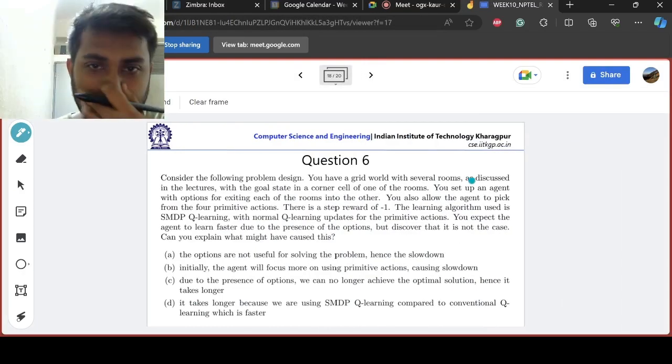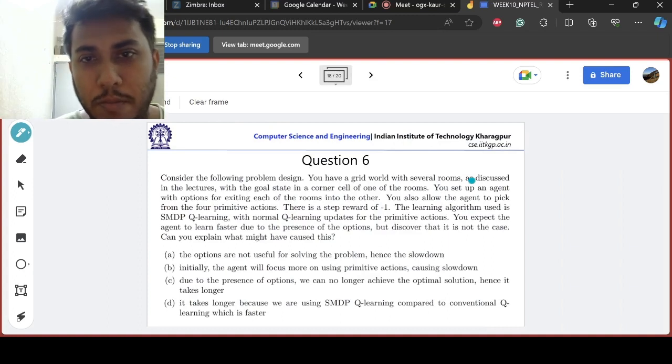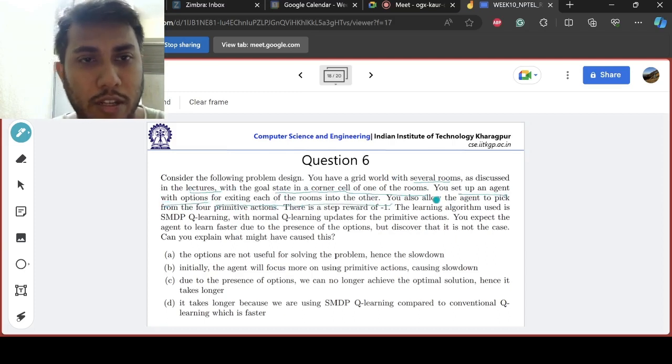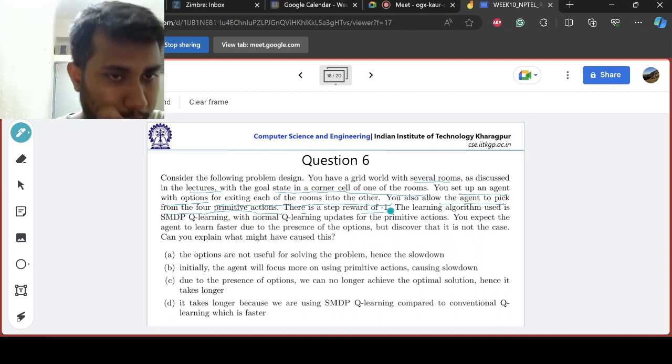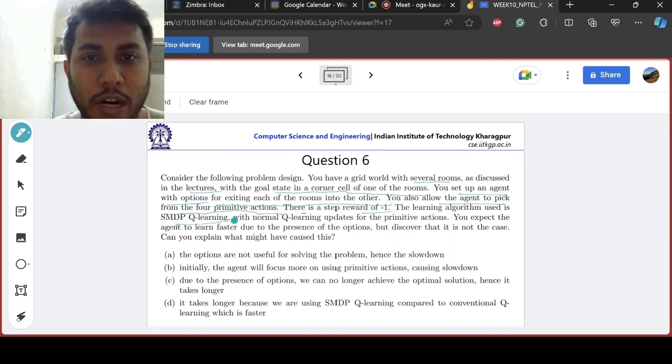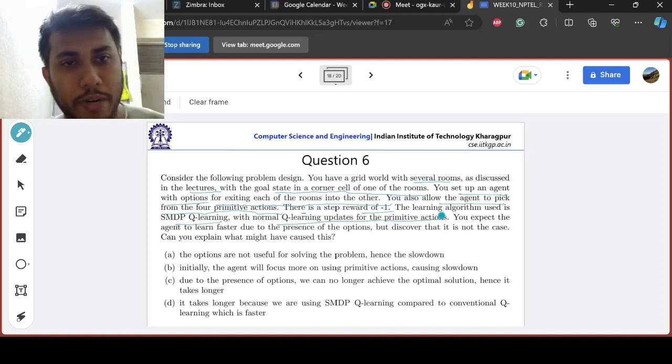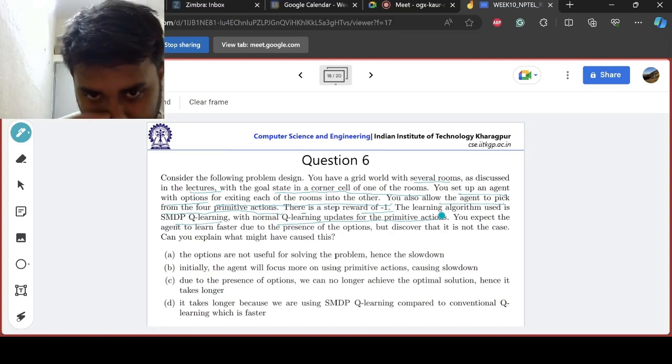Okay, so consider the following problem design. You have a grid world with several rooms, with a goal state in a corner cell of one of the rooms. You set up an agent with options for exiting one of the rooms to another. You allow the agent to pick 4 primitive actions. The step reward is -1. The algorithm used is SMDP Q-learning with normal Q-learning updates for primitive actions. You expect the agent to learn faster due to the presence of the options but discover that it is not the case. Can you explain why?